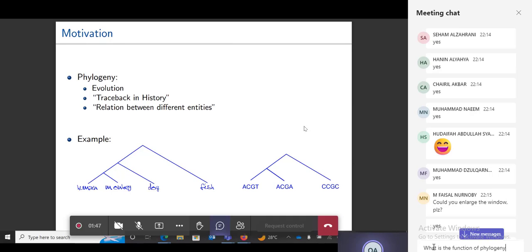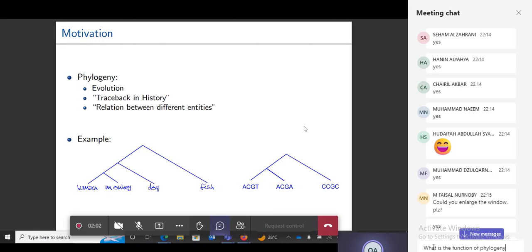Now, the phylogenetic tree is also used in the study of language, how languages evolve from one language to different languages. In the next slide, I'll show you the example.